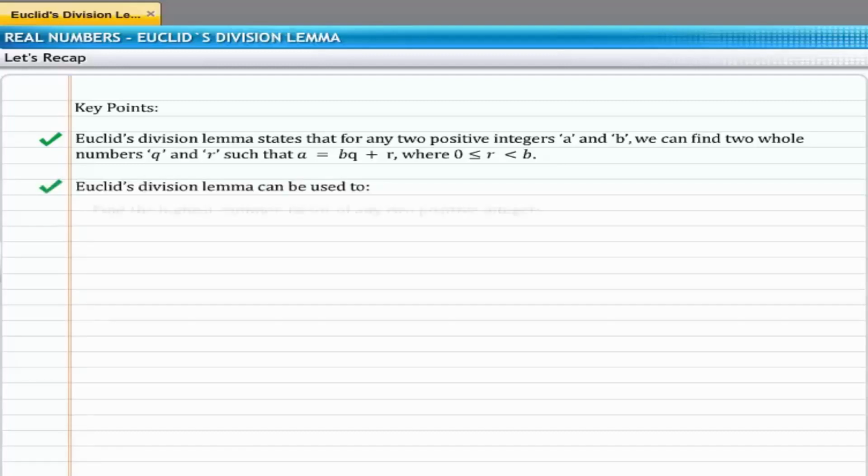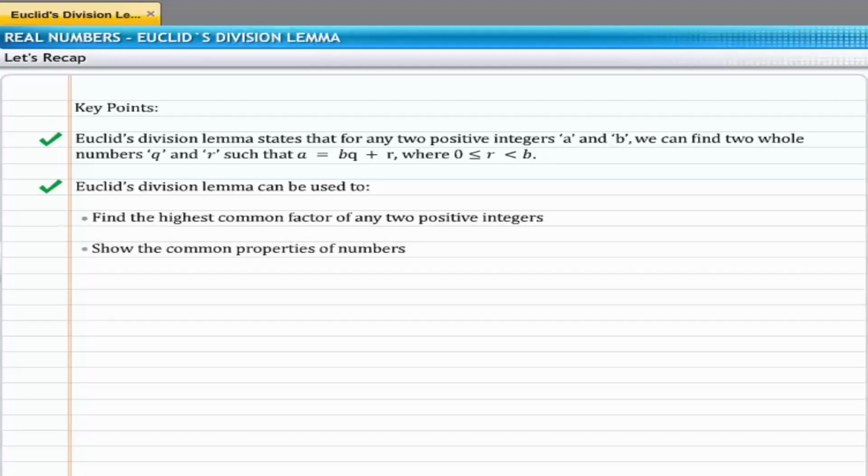Euclid's division lemma can be used to find the highest common factor of any two positive integers. It can also be used to show the common properties of numbers. You can now proceed to the next section.